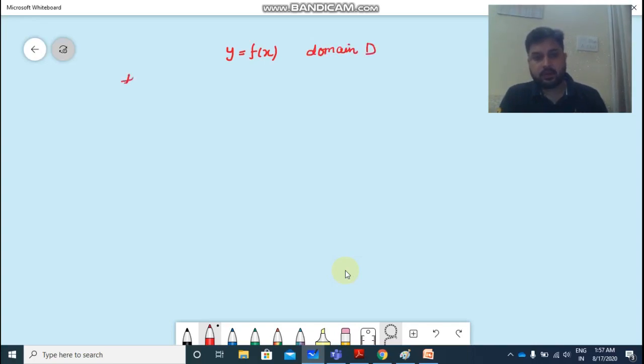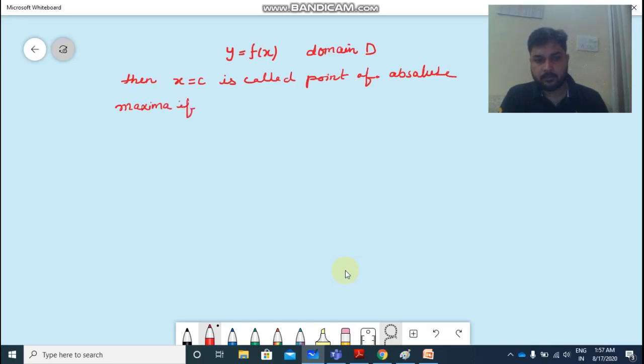then the point x is equal to c is called the point of absolute maxima if f(x) is less than or equal to f(c) for all x belonging to the domain of definition.